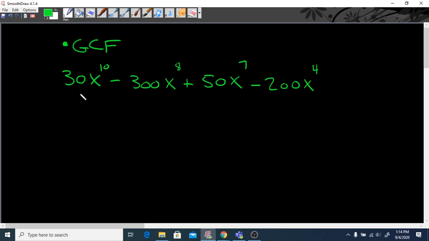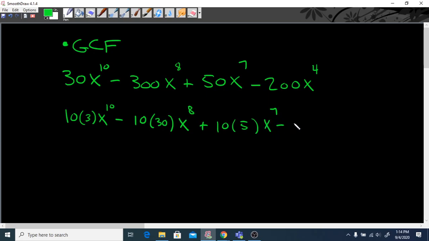And to show this in a little more detail, what I can do is I can rewrite 30 as 10 times 3, x^10, minus, I can write 300 as 10 times 30, x^8. I can write 50 as 10 times 5, x^7. And then I can write 200 as 10 times 20, x^4.